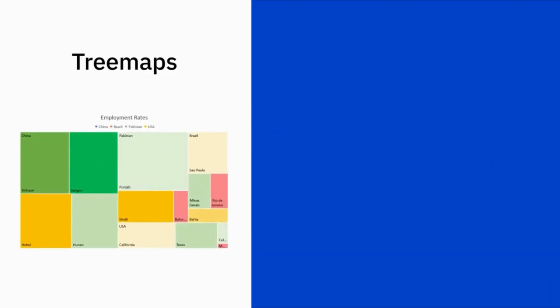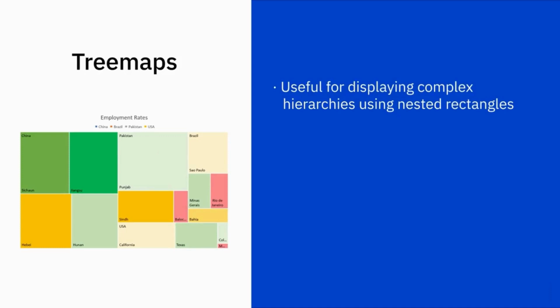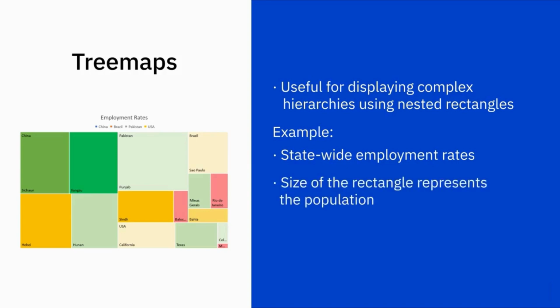Next, we have tree maps, which are useful for displaying complex hierarchies using nested rectangles. In this example, the tree map depicts statewide employment rates within the population of a country over the last year. The size of the rectangle represents the population, and the color represents the employment rate. We can click on any region to see the employment data of the subregions within the selected region.